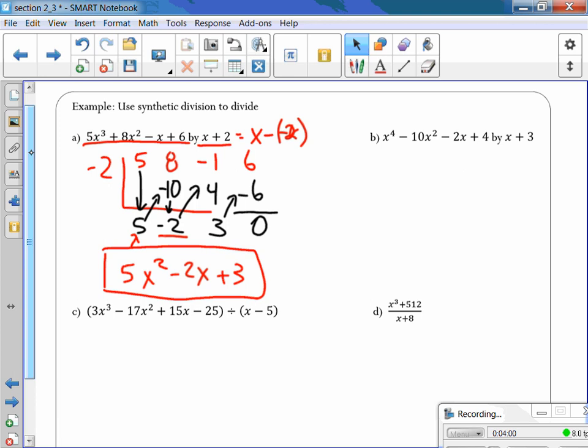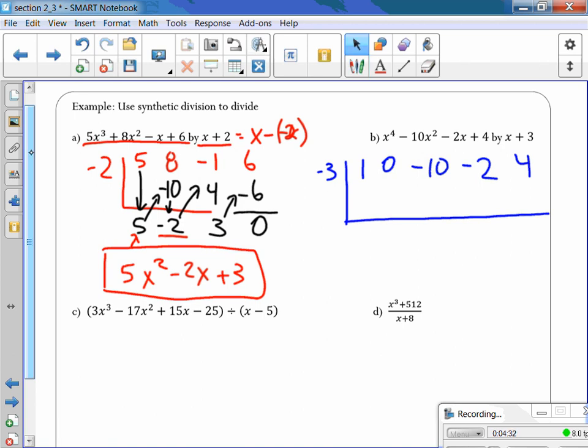And this next one, x to the 4th minus 10x squared minus 2x plus 4, divided by x plus 3. Again, my divisor, minus 3. And then my coefficients for x to the 4th, I have a 1. And then you notice that we are missing the x cubed, so we're going to put in that 0 placeholder. And then for x squared, negative 10, negative 2, and then a positive 4.